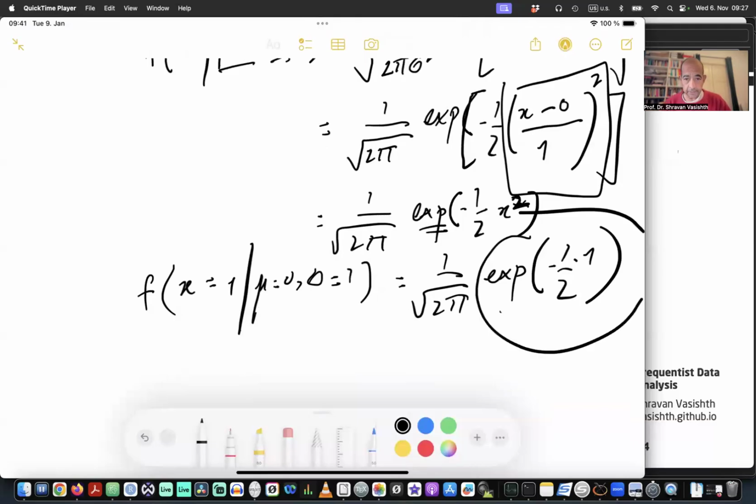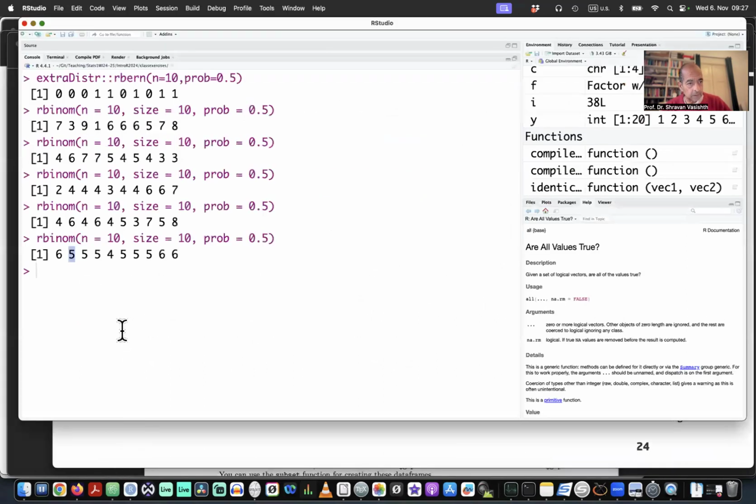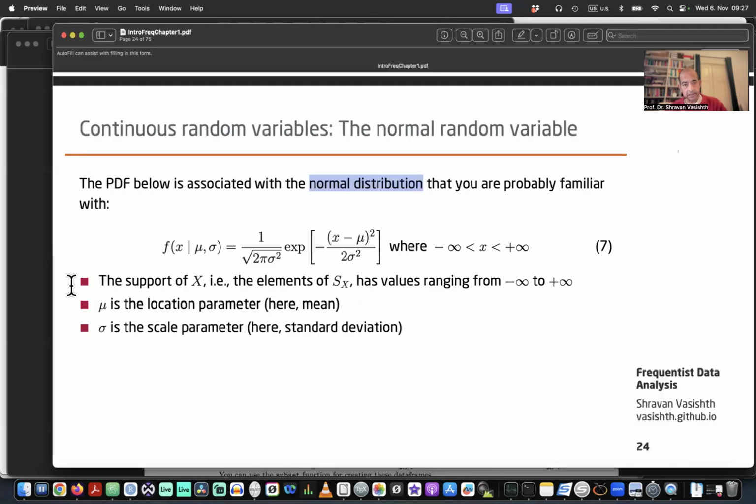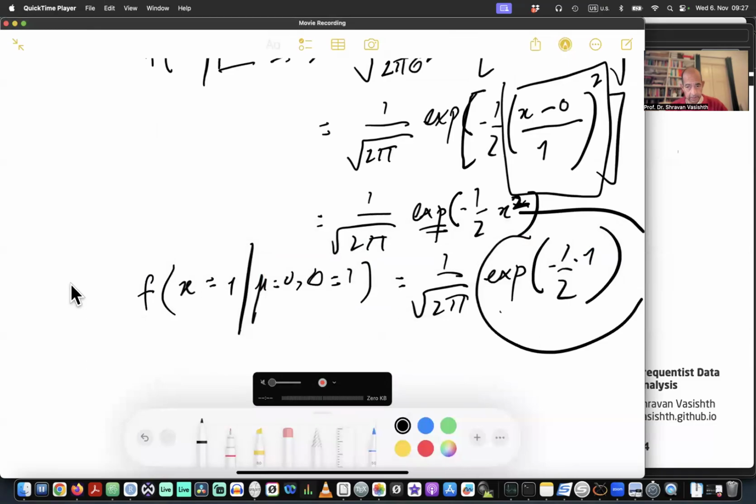So exponent of negative half, what is that? Let's look it up. Exponent of negative half, okay, negative 0.5. I get a number here, right? So the result of that calculation that I just did is here, right? I'm going to compute this right-hand side now.